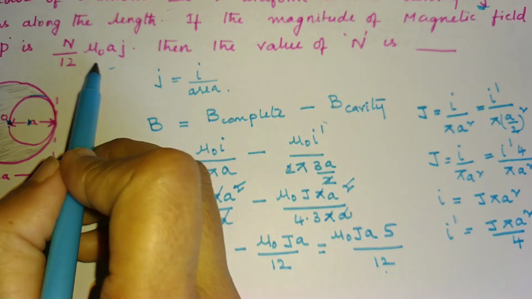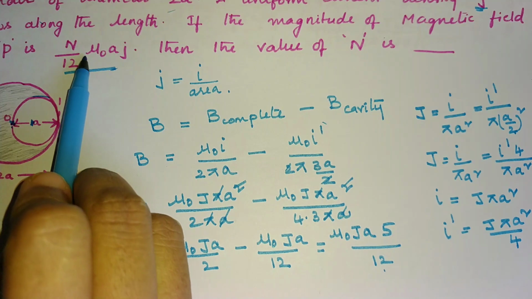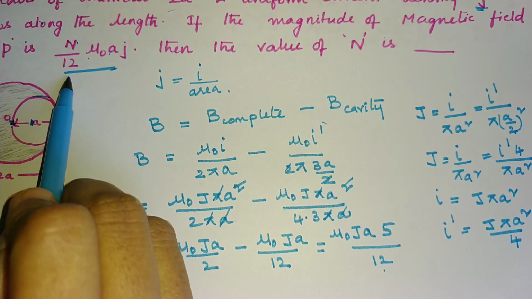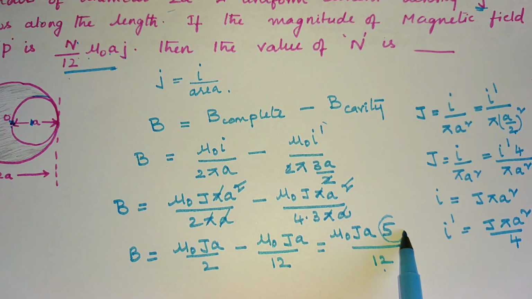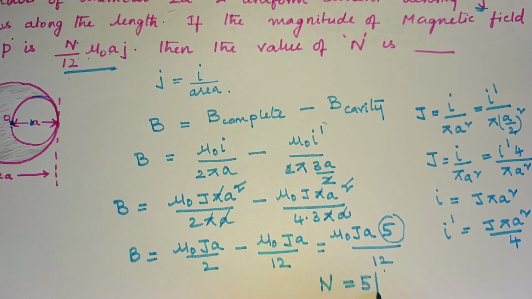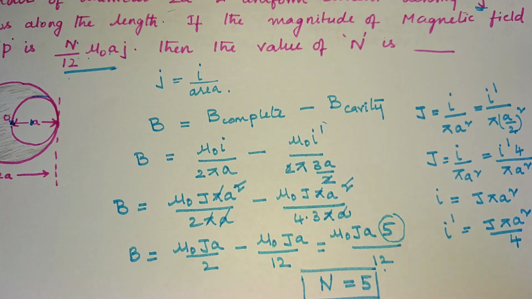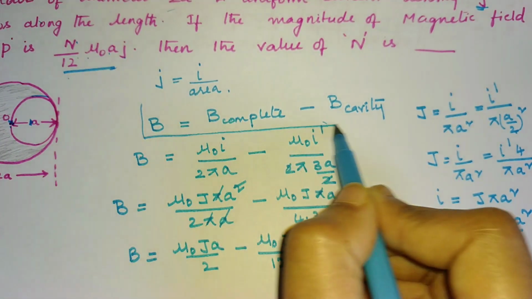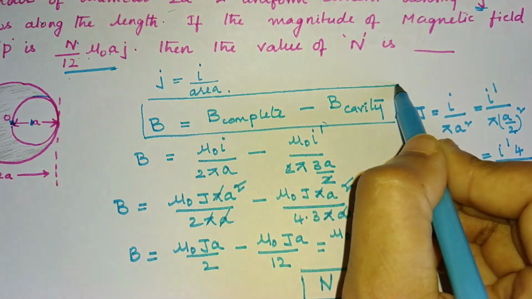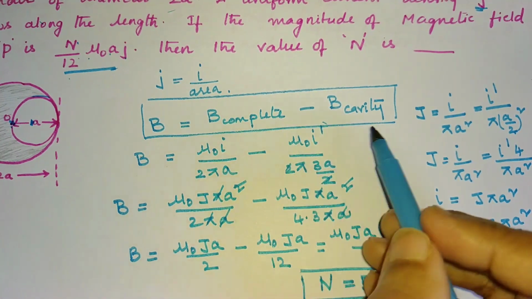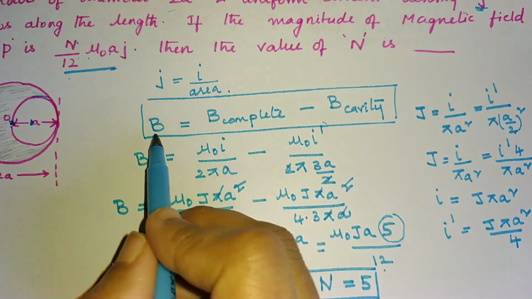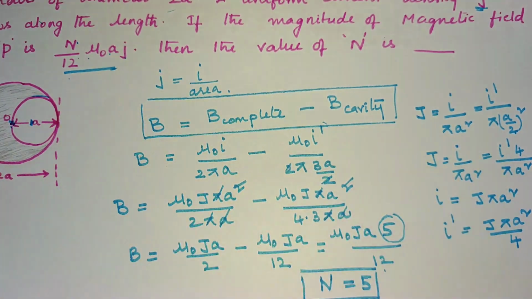Now compare it with the given condition, mu naught AJ n by 12. So what should be the value of n equal to? The value of n as per the question is 5. So this gives you the magnetic field for cavities. So remember this relation: when you have a cavity, find the field due to the complete segment minus the field due to cavity will give you the field due to the remaining portion.